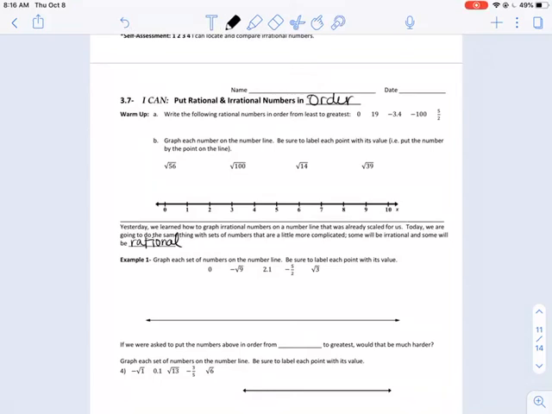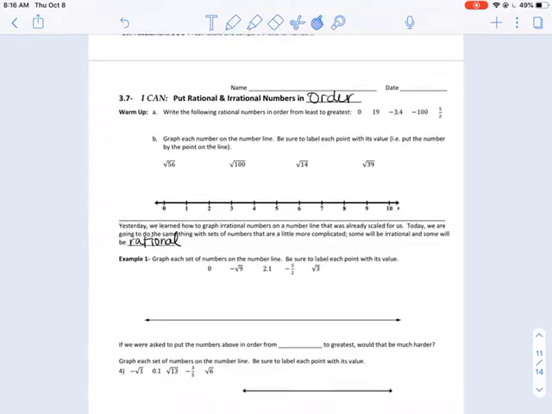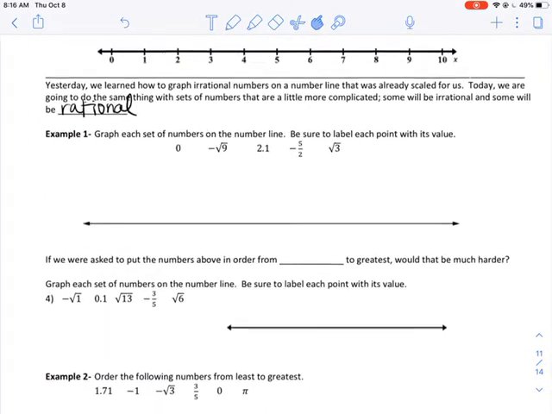Today we are putting rational and irrational numbers in order. This could mean they're in order from least to greatest or that they are on a number line. We're going to do a number line example first.